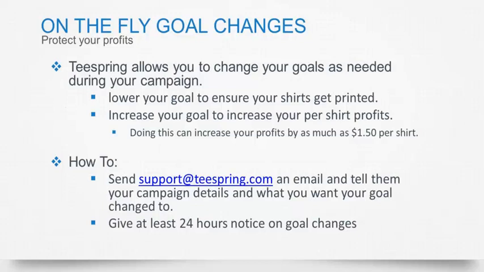So, you can lower your goal to ensure that your shirts get printed. If you're running your campaign and your goal is 100 but you've only sold 50, you could email Teespring and say, hey, will you please lower my goal to this number so that my shirts will get printed. Or if your shirts are good, let's say your goal is 50 and on day 2 you're already at 40, you could say, hey Teespring, please raise my goal to this because we're going to sell a ton more shirts.